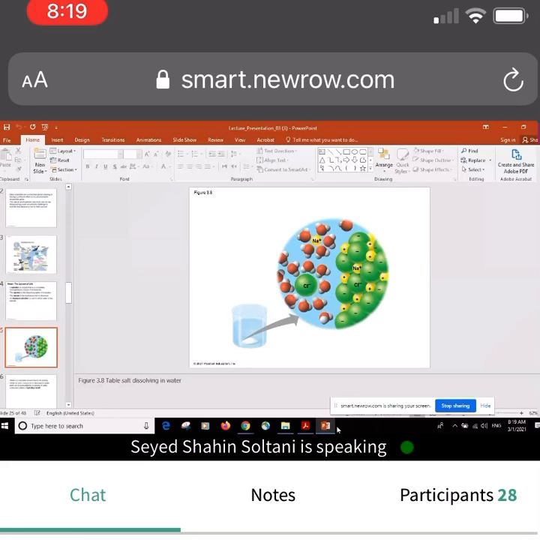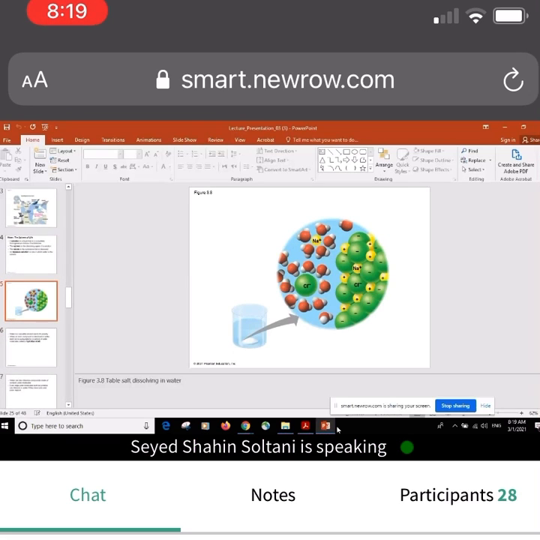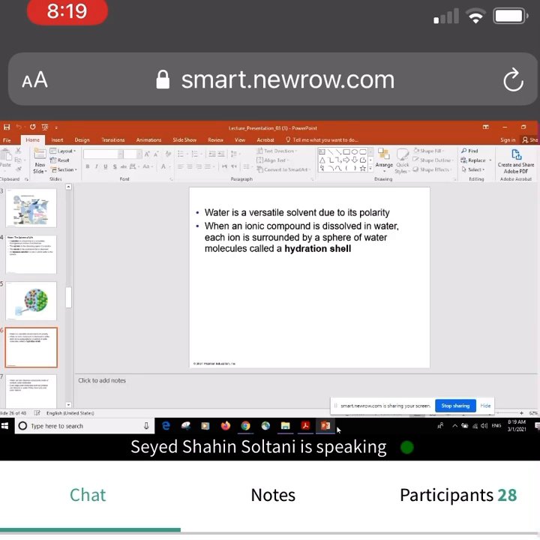For example, when you put table salt in the water and stir it with a spoon, the sodium chloride atoms will separate. Chloride will be surrounded by some molecules of water, sodium as well. So then the salt will be ionized and it disappears, but the taste of the water will be salty. This separation and surrounding by water molecules is called a hydration shell. The water will be like a shell that covers and surrounds the ionized atoms. Hydration shell means water shell.